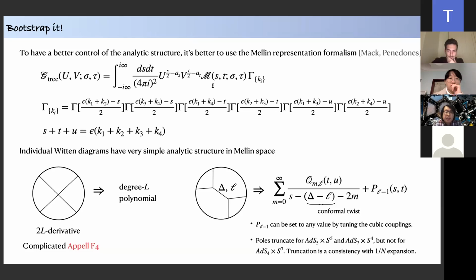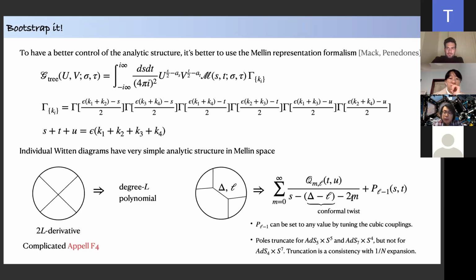We can immediately see that this is a good idea by looking at individual Witten diagrams. If you look at a contact interaction where this quartic vertex has 2L derivatives, then we find that the Mellin amplitude is just a polynomial of S and T of degree L. Furthermore, we can look at an exchange diagram in the S channel. We find the amplitude is very simple. It's a sum over simple poles with polynomial residues, and there is also a regular piece.